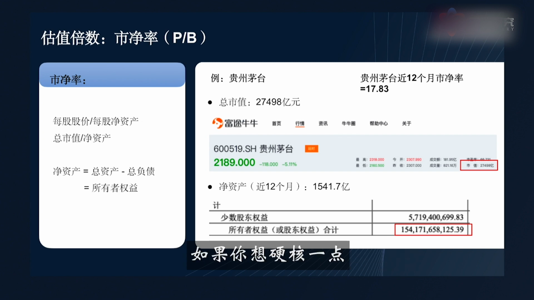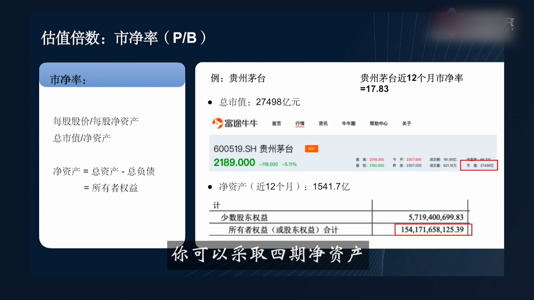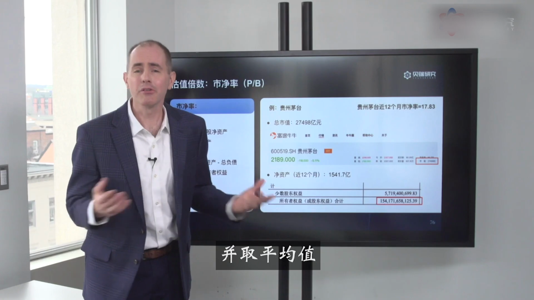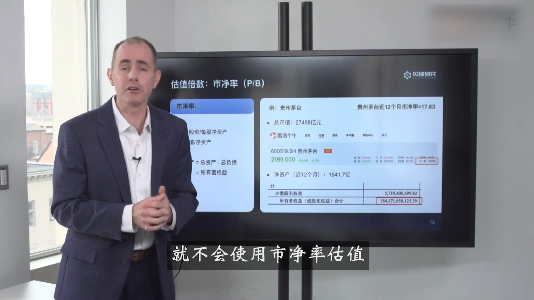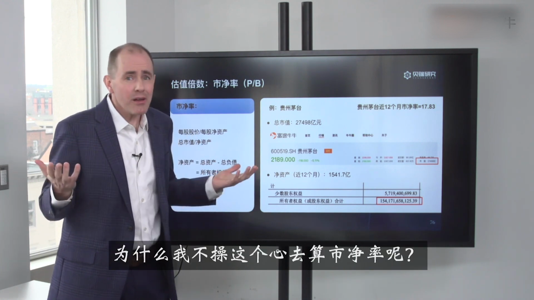If you want to be hardcore, you could take a 2-period average, end of year and beginning of year book value. If you want to be really hardcore, and if you are, you probably don't have any friends, you could take a 4-period book value, all the quarterly book value statements, and average that out. I don't usually bother because I don't bother with price to book in the first place, but just know that some people do. Why don't I bother with price to book?